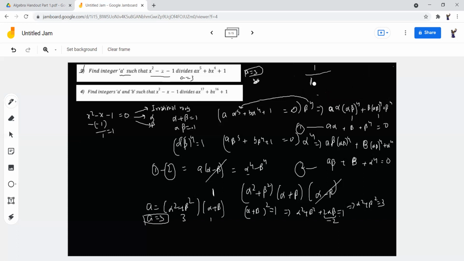1 by 6.022 into 10 power minus 23. So what happens here? When you divide 1 by 6.022, you get 0.166 into 10 power minus 23. So I can write 0.166 into 10 power minus 23 as 1.66 into 10 power minus 24. That's it.